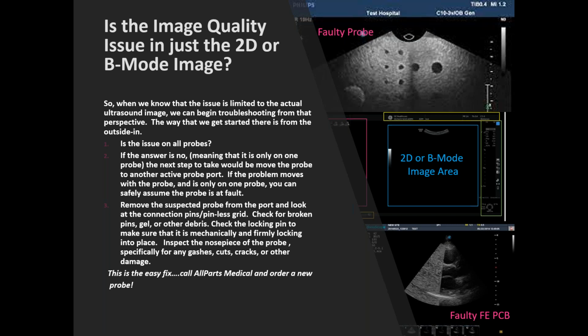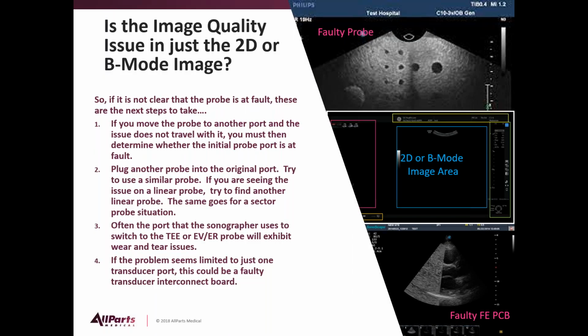The next move to make would be to remove that suspect probe from the port and look at the connection pins and/or the pinless grid, depending on what kind of probe it is. Check for broken pins or gel or other debris. Check the locking pin to make sure that it's mechanically and firmly locking into place. Inspect the nose piece of the probe, specifically for any gashes, cuts, cracks, or other damage. And when you've settled on the idea that it's just the probe, that's your easy fix. You can call AllParts Medical and order a new probe.